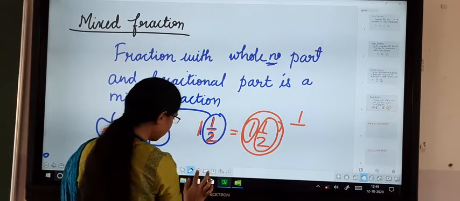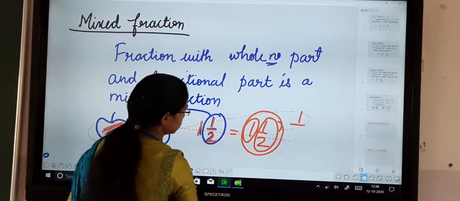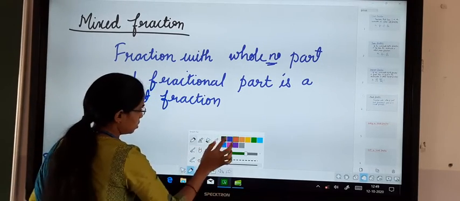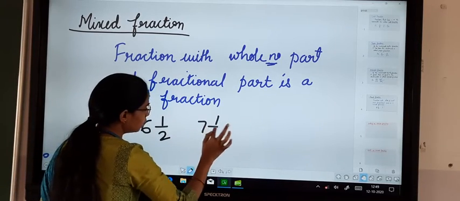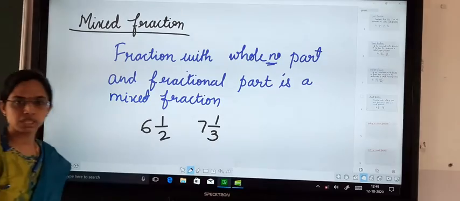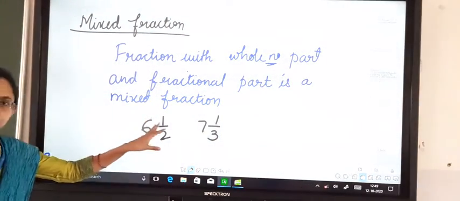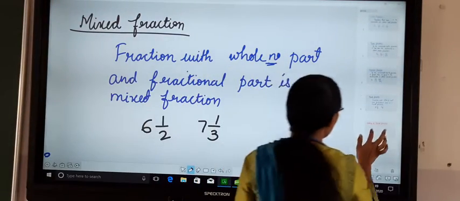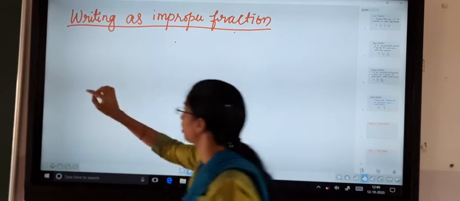So again I will give you some more examples. 6 integer 1 by 2. 7 integer 1 by 2. So these are all mixed fractions. A fraction containing a whole part and a fractional part is called a mixed fraction. So how are we going to write the given mixed fraction as an improper fraction?